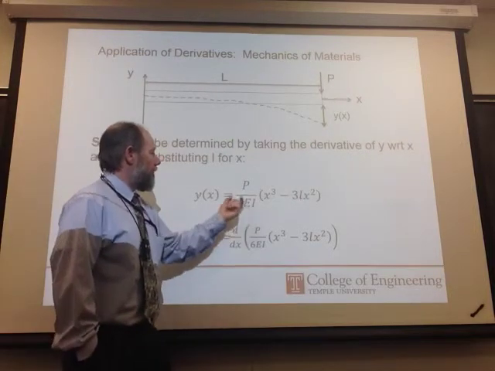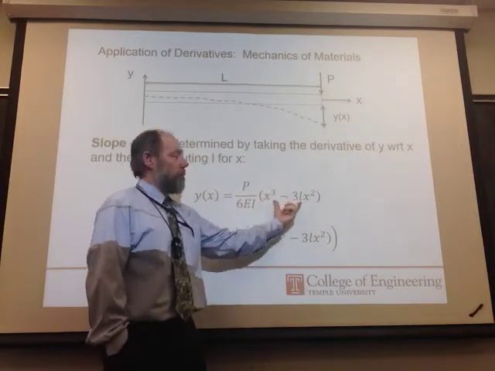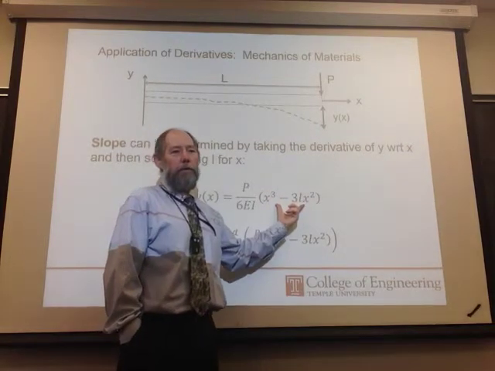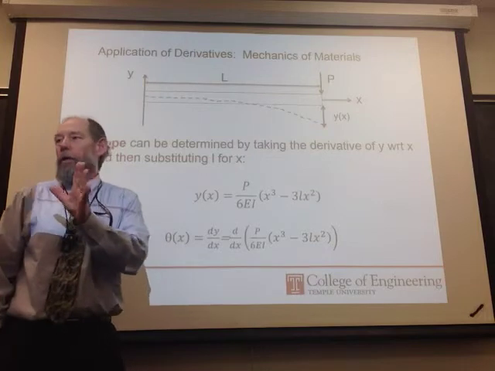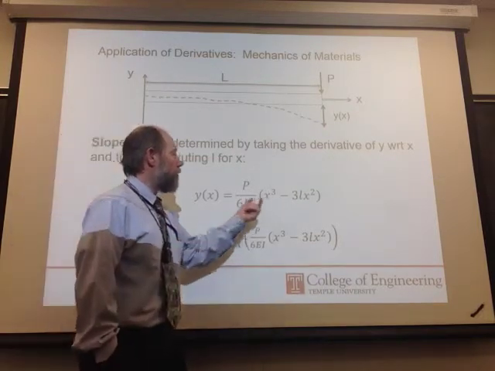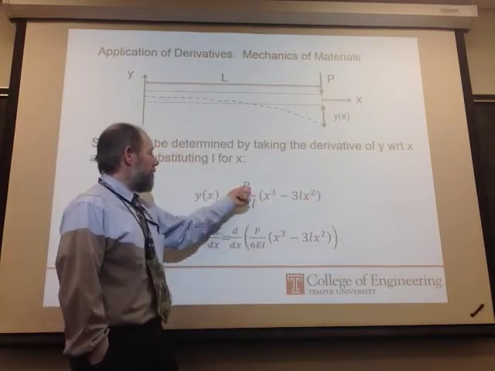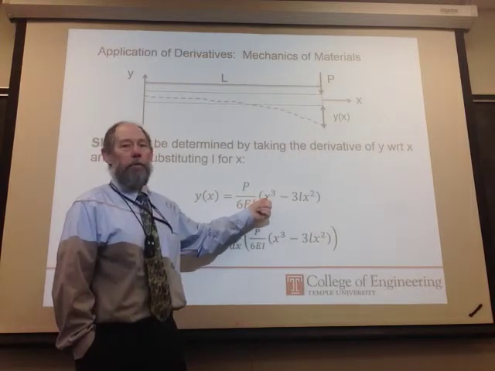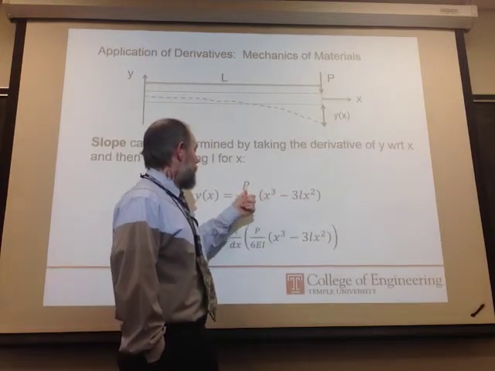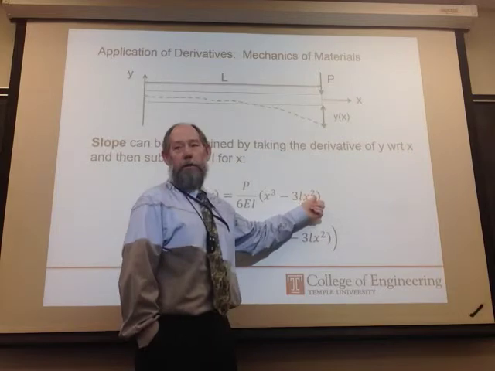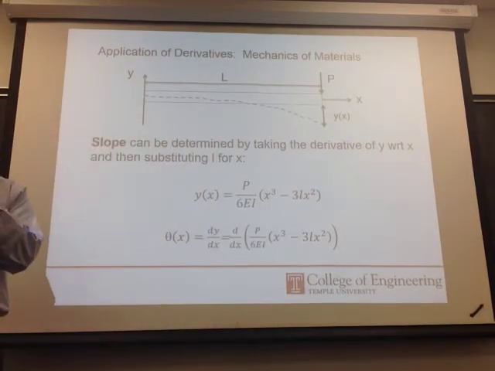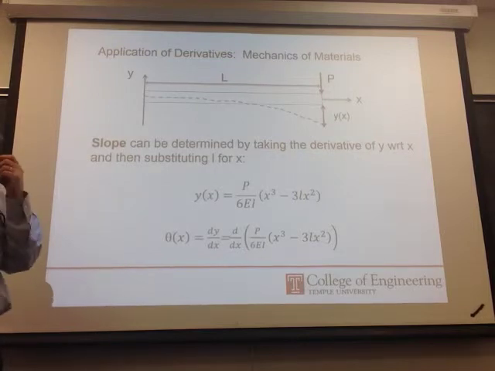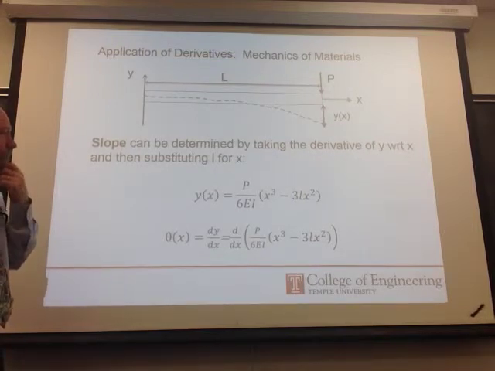Well, in this case, we have a constant times a parenthetical function. So you can do this a couple of ways. You can multiply this all out: P over 6EI times x cubed minus P over 6EI times 3L x squared, and then take the derivative of those two components.